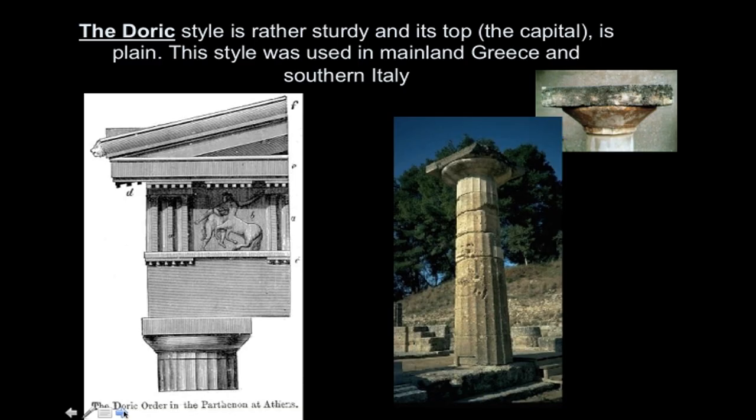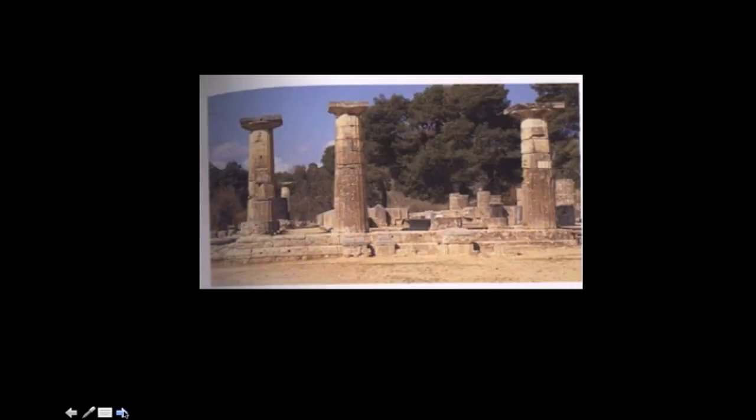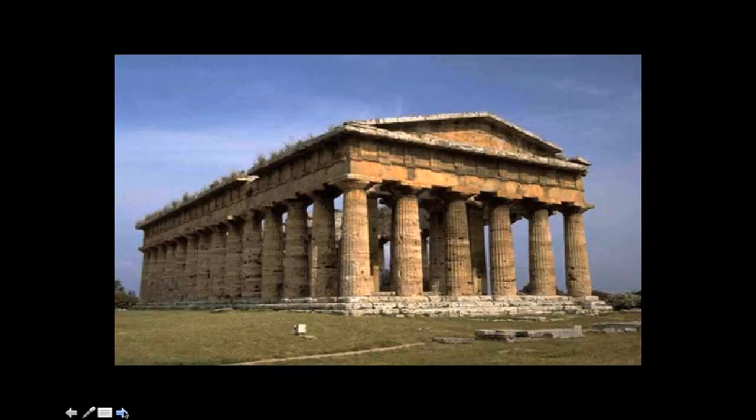Okay, so here we have a variety of examples showing you the Doric style, which is rather sturdy, with its capital plain. They can be square, rectangular. Think geometric. The columns themselves, heavier, stouter, more massive. Okay? And the overall look of the structure, pretty solid and pretty formidable.